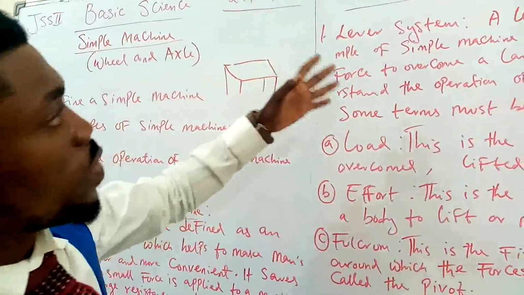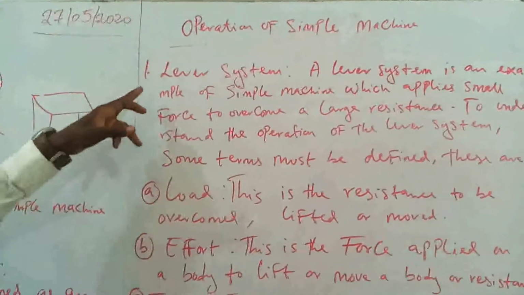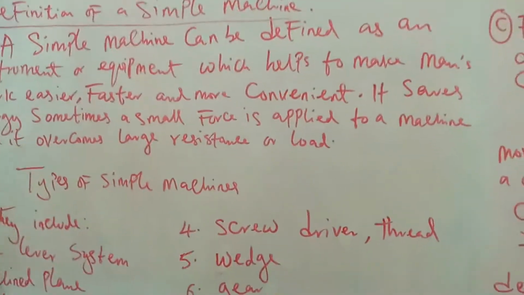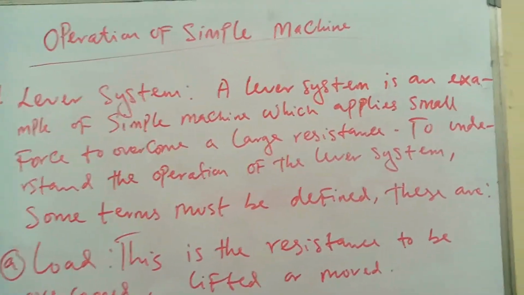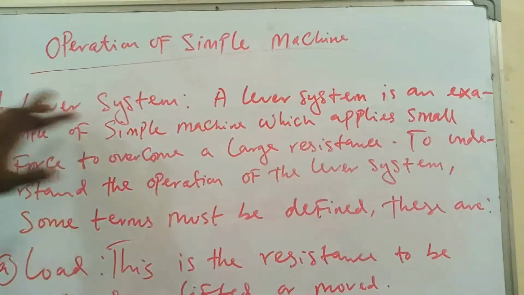Let's look at the basic operations of a simple machine. And we have to begin with the first one that we itemized down here. Don't forget, the first type of simple machine is the lever system. So we're going to begin our explanation of the operations of simple machines with the lever system.